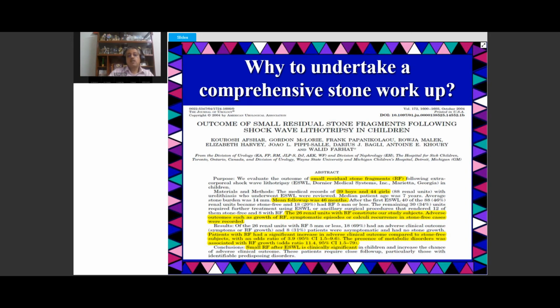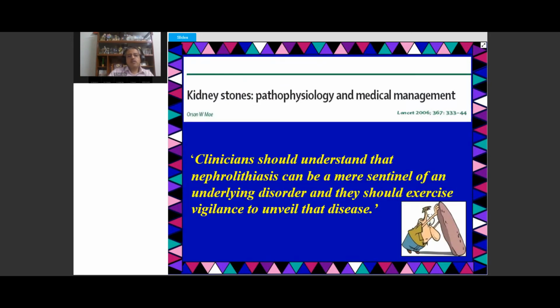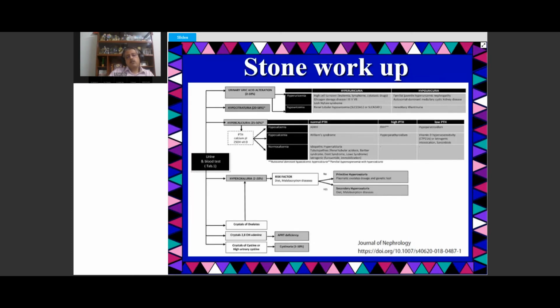Sorry, I'm repeating myself, but this is an important take-home message for pediatricians, surgeons and urologists who get involved in this: clinicians should understand that nephrolithiasis can be a mere sentinel of an underlying disorder, and they should exercise vigilance to unveil that disease. So this is what we mean by stone workup.